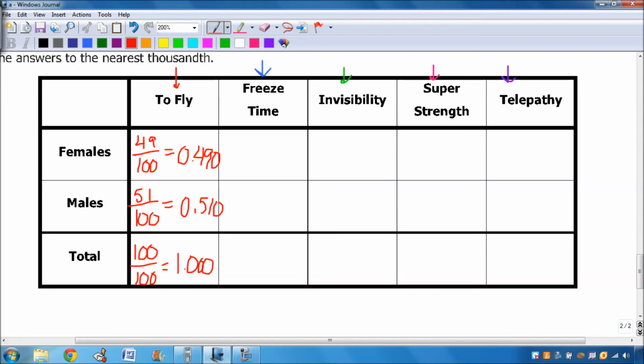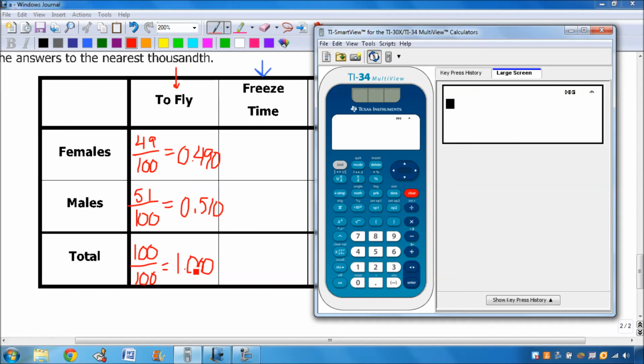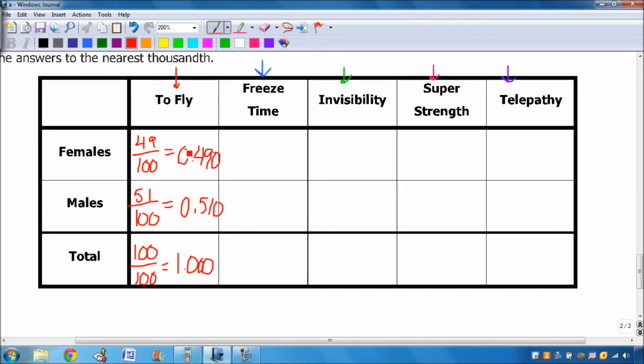And if you add up 0.490 with 0.510, it should add up to a whole. So let's try it. 0.49 plus 0.51. You get a whole. Now this should make sense to you because this is saying that 49% of everybody that chose to fly was female, and 51% of everyone that chose to fly was male.